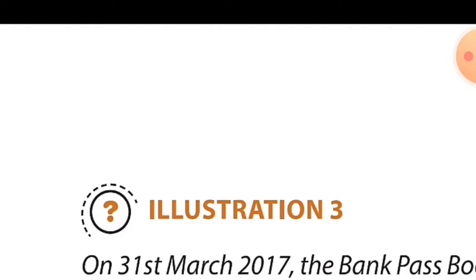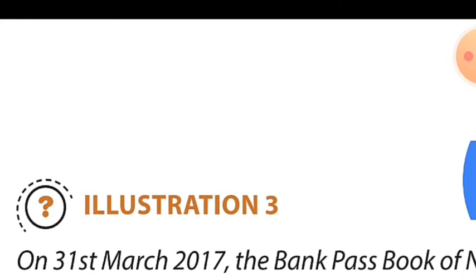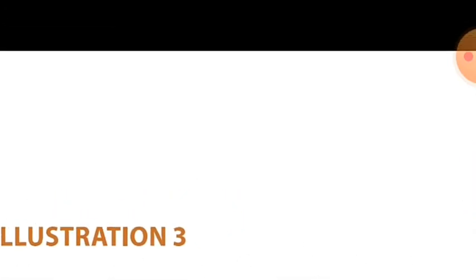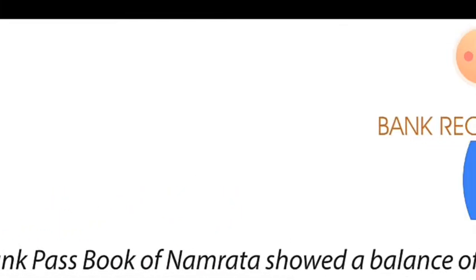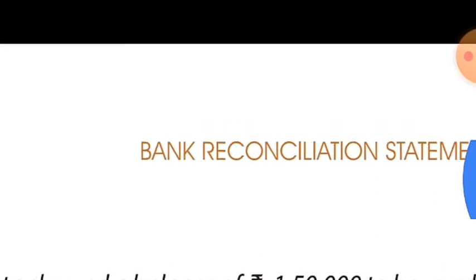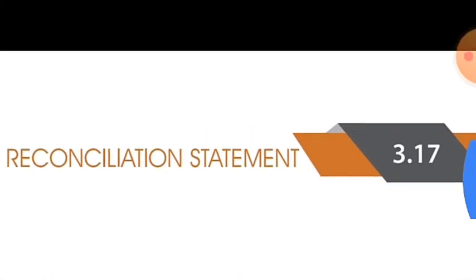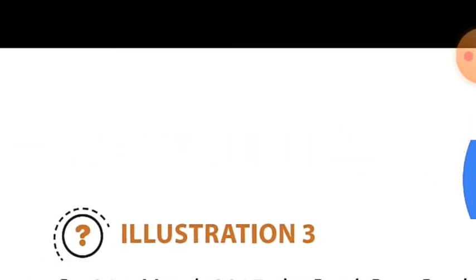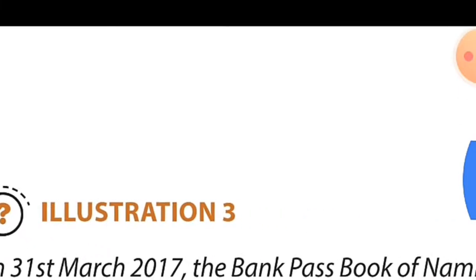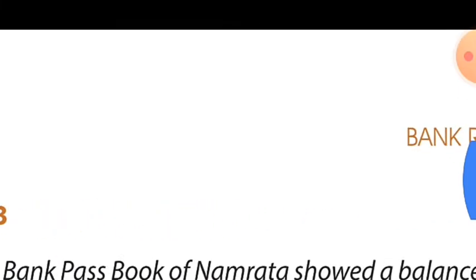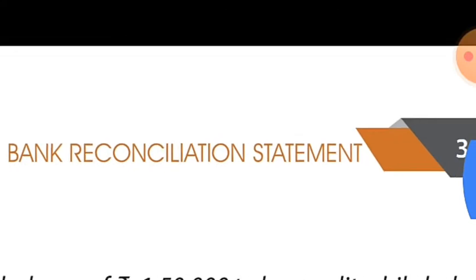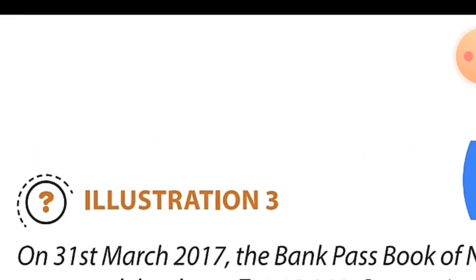Well, let us start the problem. On 31st March 2017, the bank passbook of Namrata showed a balance of 1,50,000 to her credit, while the balance as per cash book was 1,12,050. On scrutiny of the two books, she ascertained the following causes of difference.